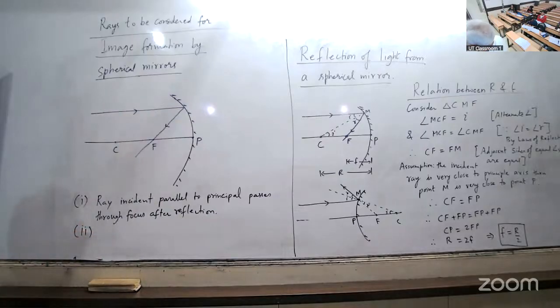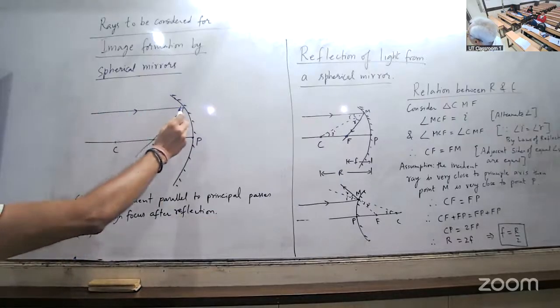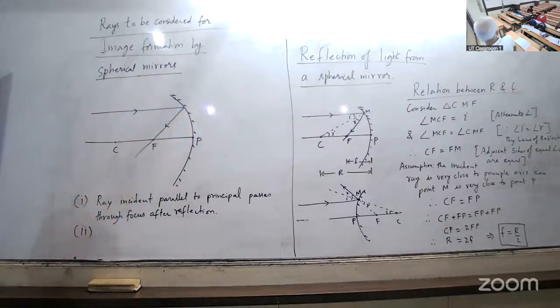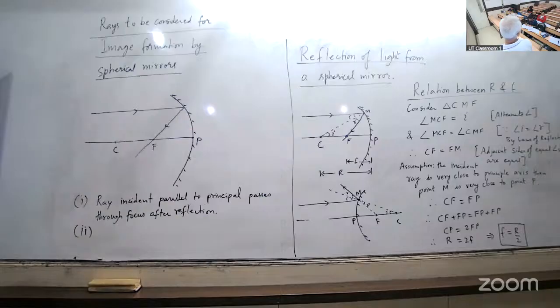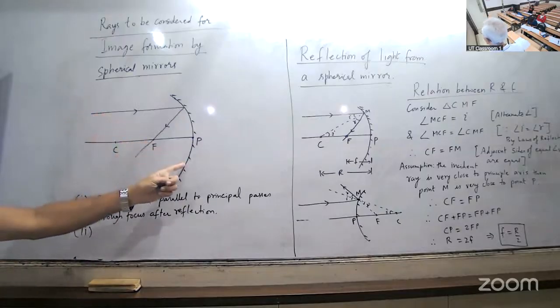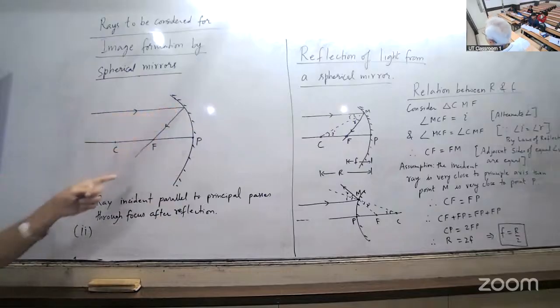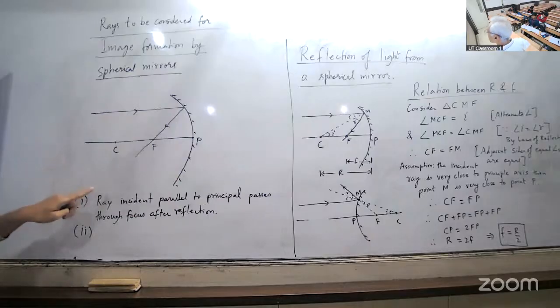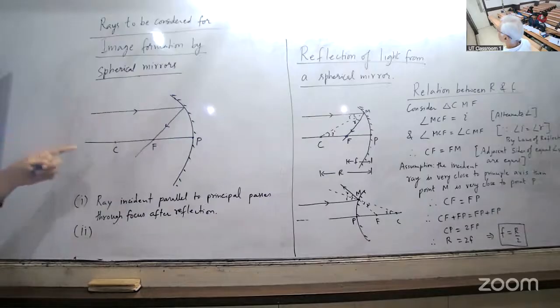Then the next ray is the opposite. When the ray is incident parallel to the principal axis, it passes through focus. Right? What if the ray is incident along focus? What will happen to that ray after reflection? Opposite. If any ray is incident along focus, after reflection it becomes parallel. It will be reversed. Any ray which passes through focus will become parallel. Opposite of this.